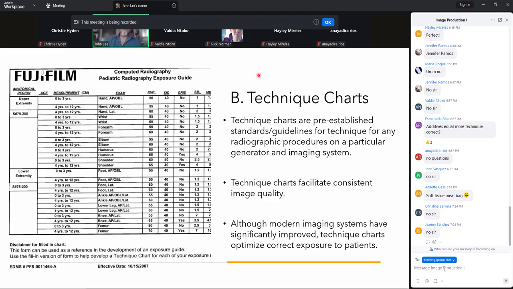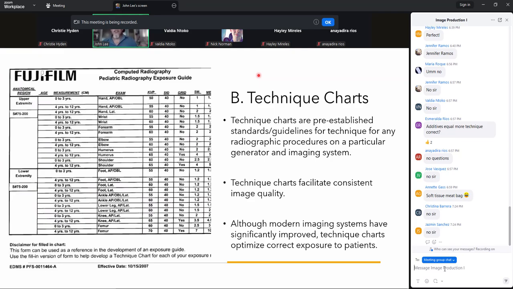Now, technique charts are the pre-established standards or guidelines for techniques for radiographic procedures for a particular generator and imaging system. Okay, they are not universal. You cannot take one from one machine to another machine unless they are operating precisely in the same manner. That means their output for the techniques that are set are equal from machine to machine.